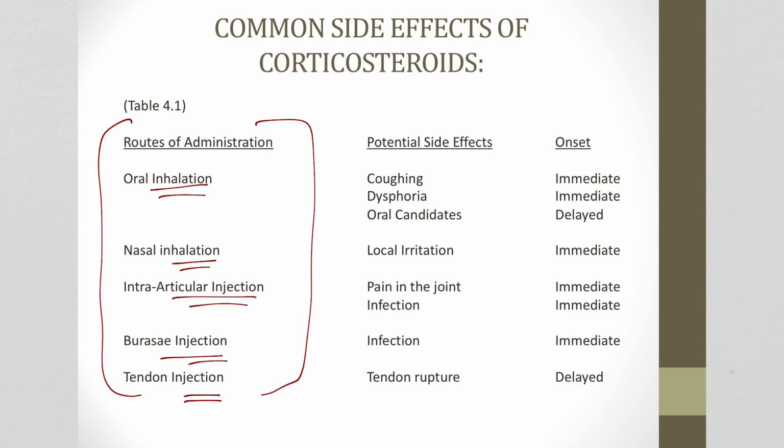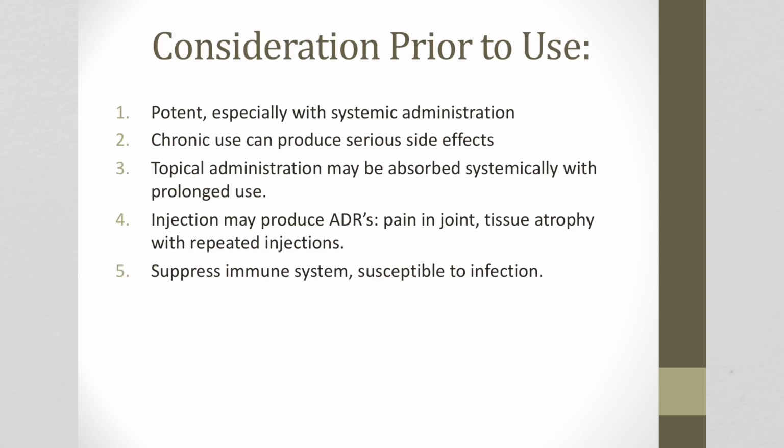All of these is to say it's important to know the different ways in which corticosteroids can be administered. I would say the two most common ways that we see corticosteroids administered would be oral, to treat a systemic infection or pathology, and then injections, right? At least in the field of athletic training.